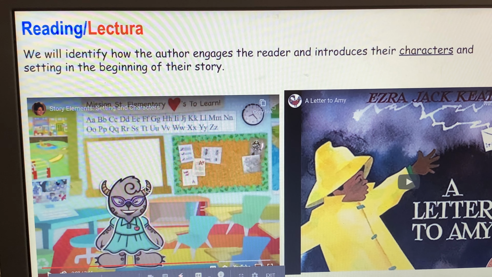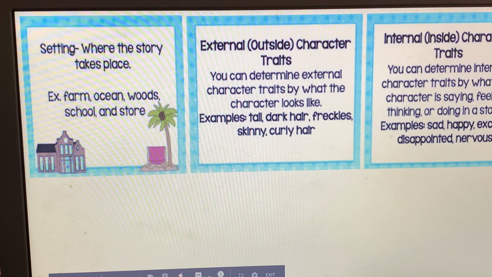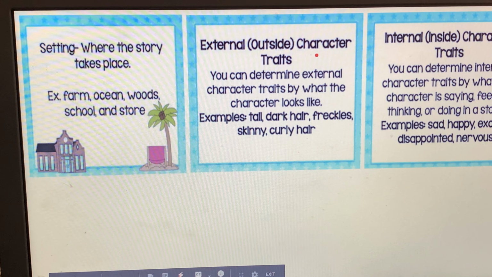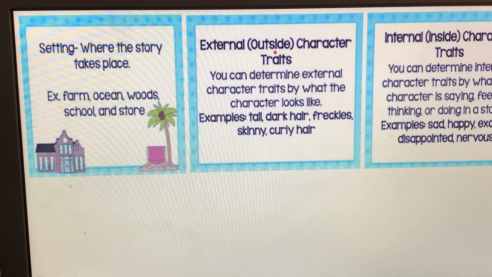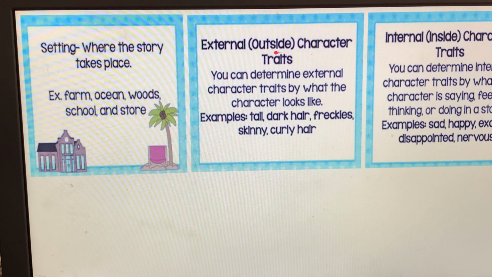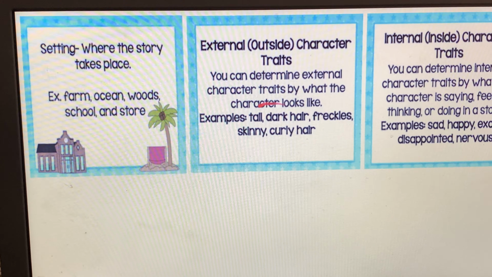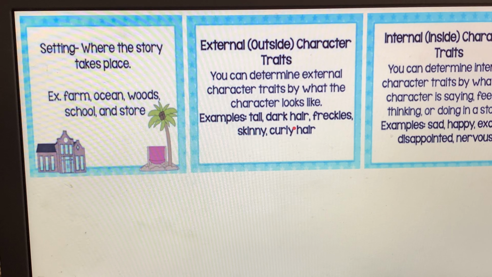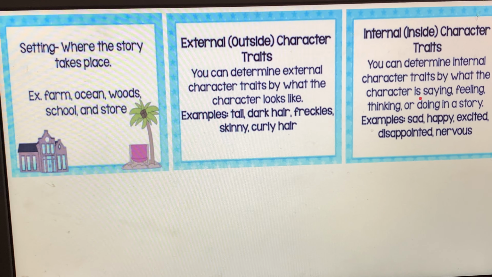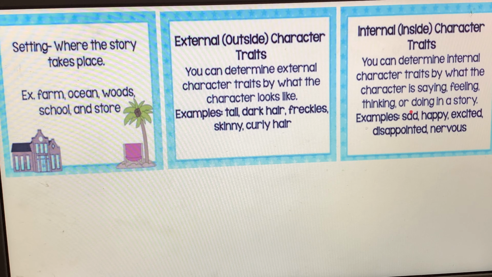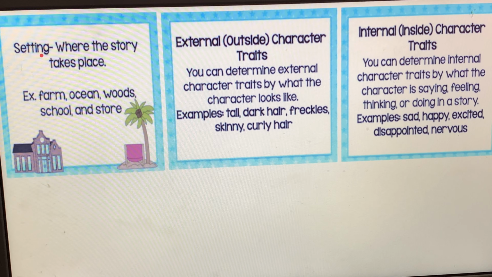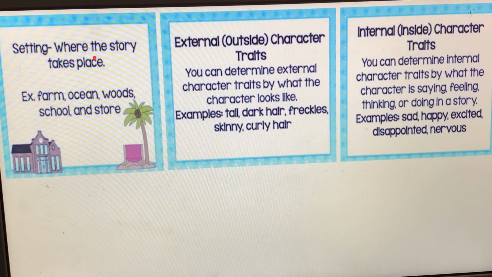Great, boys and girls. So if we go to the second slide, this is going to help us understand what is a setting, and what are a character's traits on the outside. In other words, how do they look? Their external is another way to say outside, their appearance and how they look. They could be tall, have dark hair, freckles. And their internal character traits are how they feel on the inside. Are they sad? Are they happy, excited, disappointed? And the setting is where the story takes place.